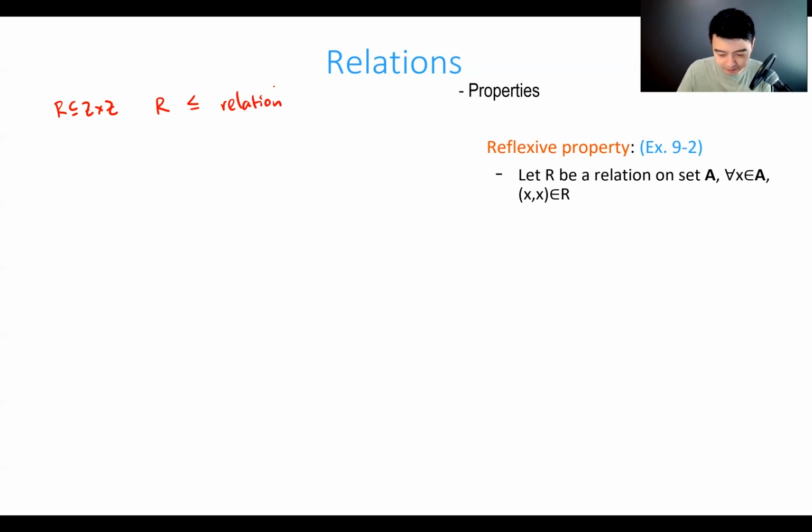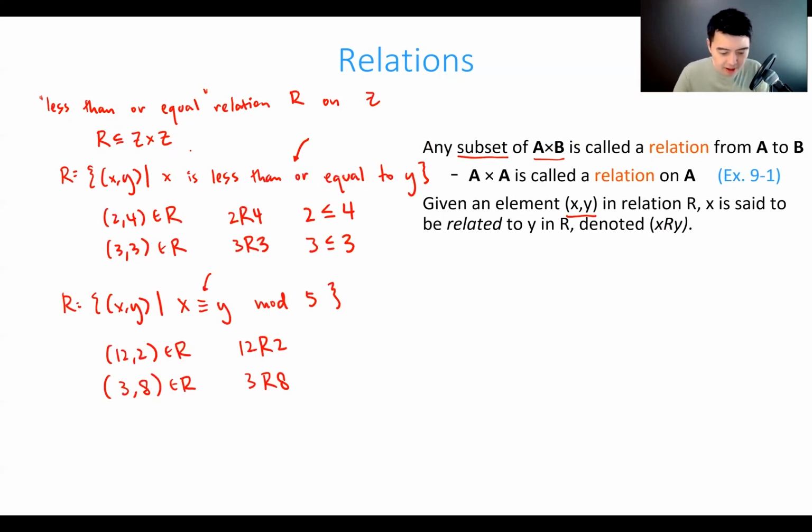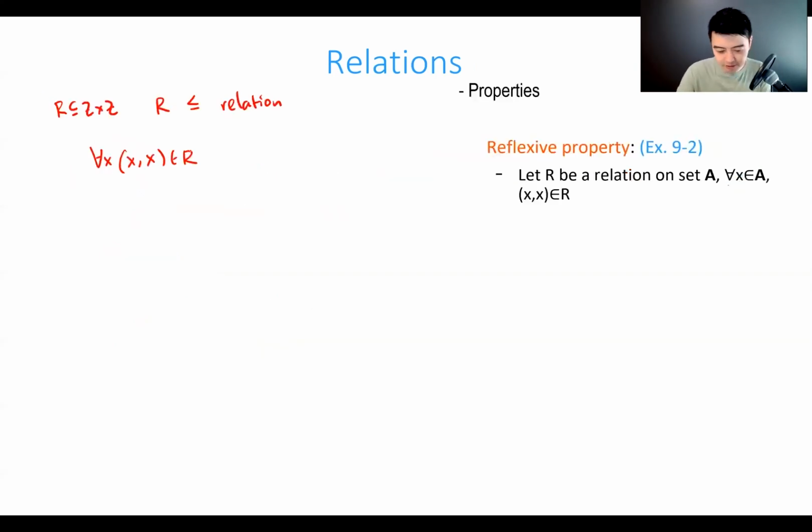So we can analyze. Now, if we're ever not sure, go back to the definition. Is it true that for all x, xx is in the relation? Okay, so is it true that x is always related to x in this relation? Well, let's take a look back at our definition. We have x is less than or equal to y. So is it true that x is always less than or equal to x? I think it is, right? So this is true. So we'll say this is reflexive because for all x, x is less than or equal to x is true.